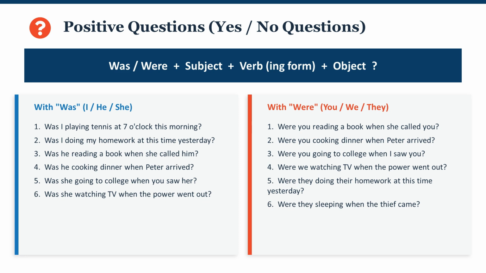Was he reading a book when she called him? Was she going to college when you saw her? With were, we ask, were you reading a book when she called you? Were you cooking dinner when Peter arrived? Were they doing their homework at this time yesterday? The answer to these questions would be, yes I was, or no I was not.